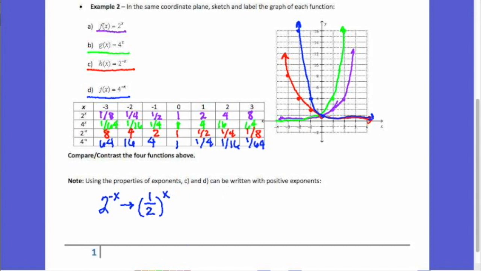Same thing for the 4 to the negative x. And notice for each one of those, when we were plugging those values in, I never got a negative solution. Okay, so a negative exponent is not necessarily making a negative solution. That's not going to work. What a negative exponent does is it reciprocates the base.